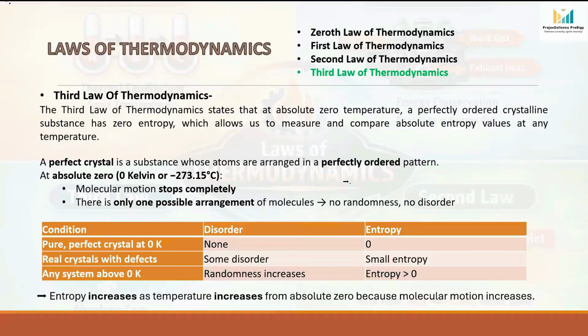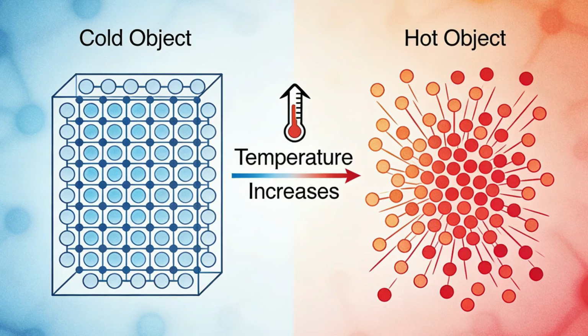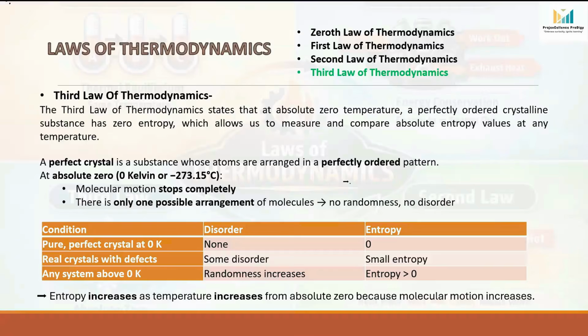Now let's understand entropy using temperature. In a cold object, molecules move slowly and remain relatively organized. Because of this, cold objects have lower entropy. But in a hot object, molecules move faster and more randomly. This increases disorder. So hot objects have higher entropy. So as temperature increases, molecular motion increases and entropy increases.